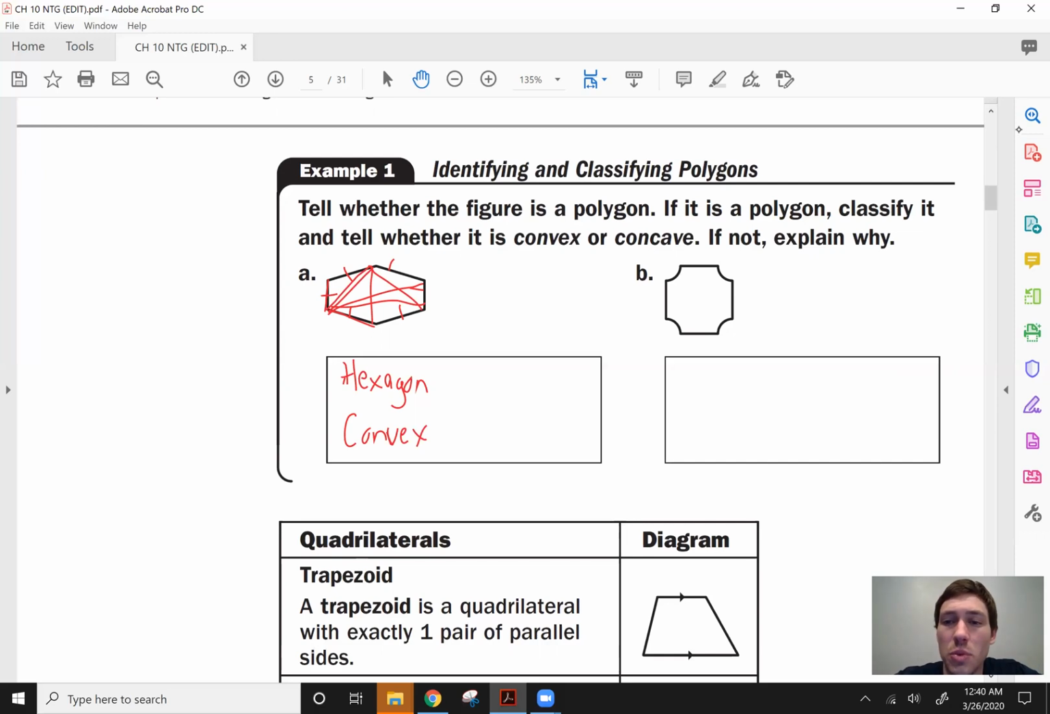Now this one, it has 1, 2, 3, 4, 5, 6, 7, 8 sides. However, this doesn't count because it's a curve. So this is not a polygon. And we're going to say curved segments. Can't have curved segments.